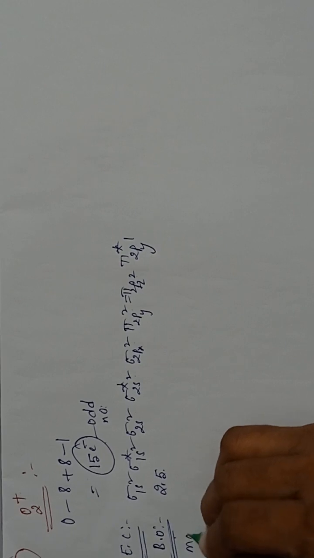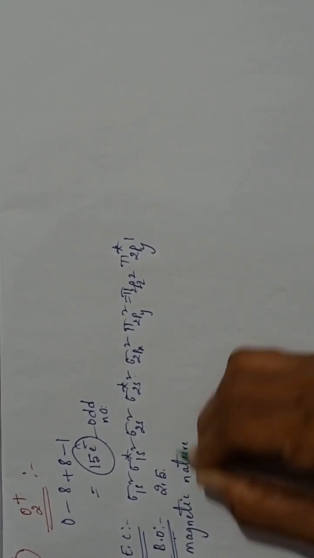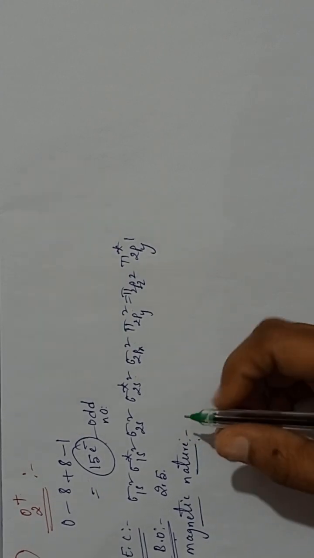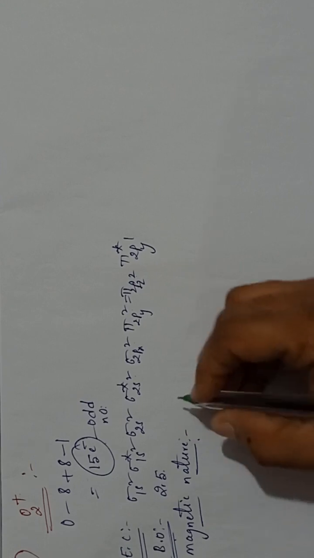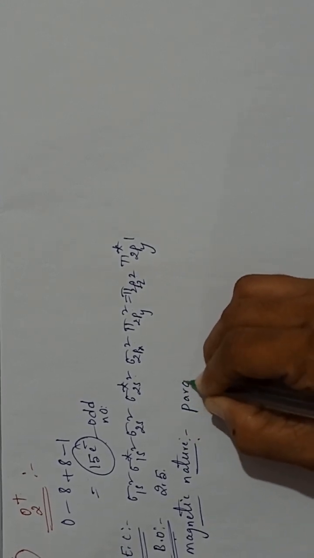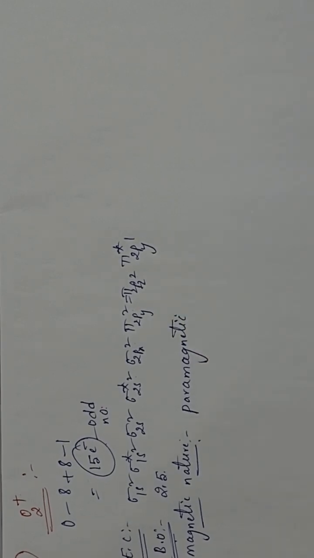Next one, magnetic nature. Now coming to the magnetic nature, students, what is the magnetic nature here? Paramagnetic or diamagnetic? It is odd number, so odd number is nothing but paramagnetic in nature. Clear? It is paramagnetic. This is O2 plus example, students.